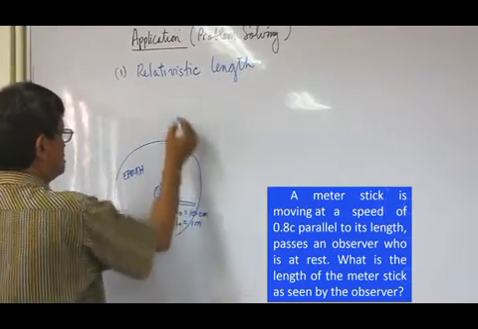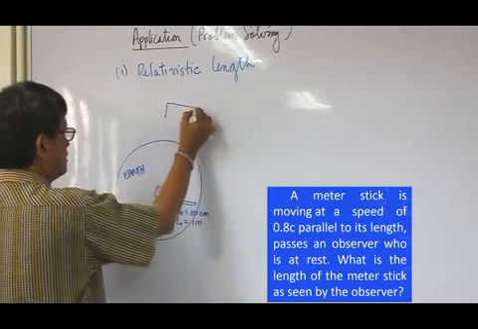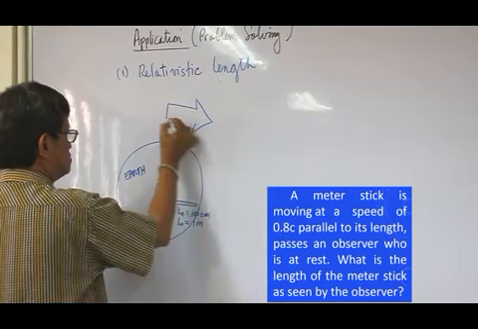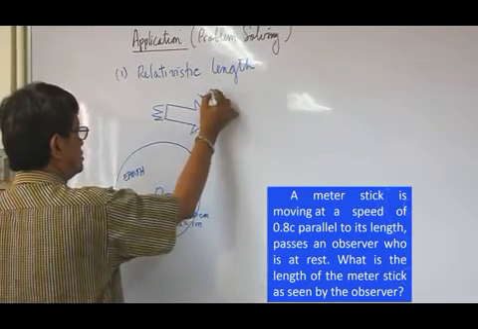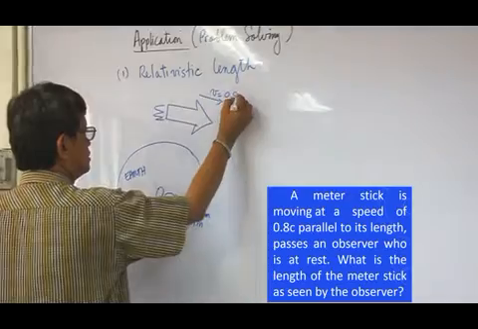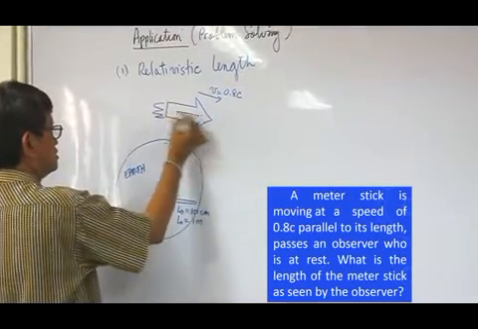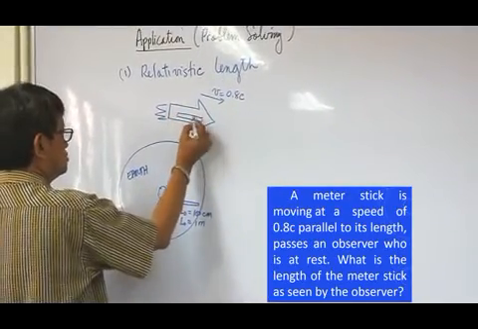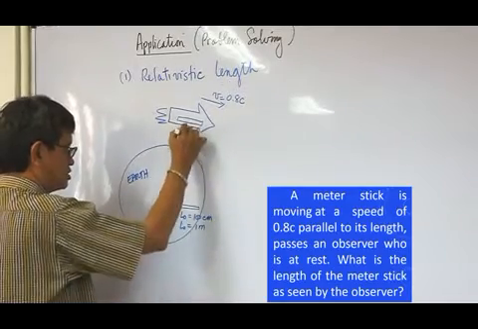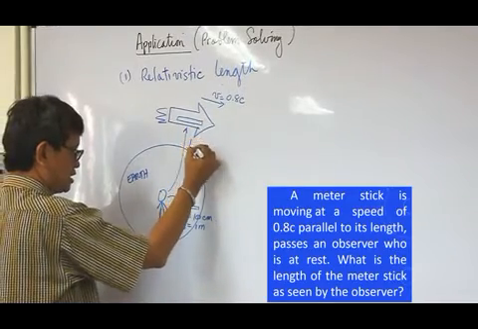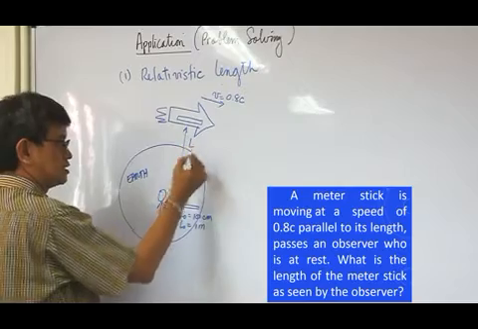Now, if this meter stick is considered to be in flight, part of a spaceship traveling with a velocity equal to 0.8 of the speed of light, the meter stick is also considered to be moving with that velocity. Thus, this observer will see the meter stick having a length that is already contracted.